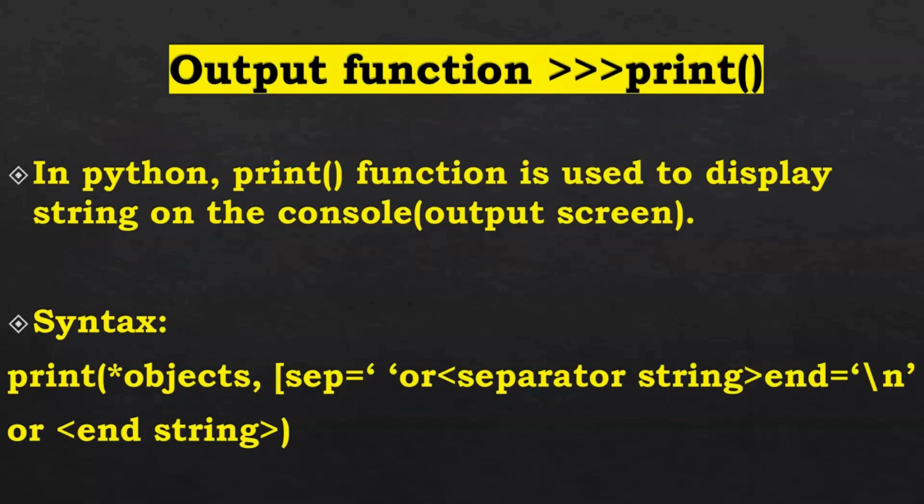The next is the output function. In Python, the output function is called print. Through print, we print the output on the output screen. The print function is used to display the string on the console, and console means output screen. See the syntax for this print function.